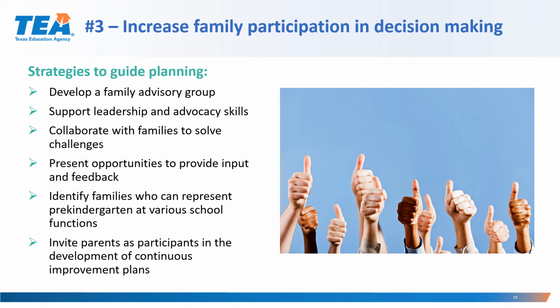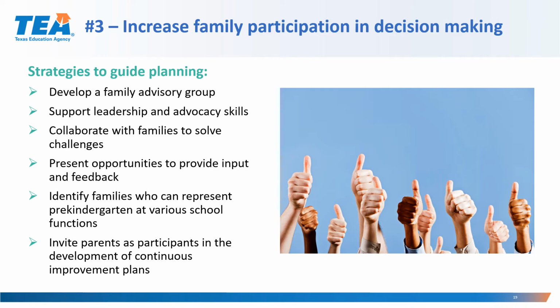The next component to include in the body of the high quality Pre-Kindergarten Family Engagement Plan is component number 3. Increase family participation in decision making. We know that families are empowered when they are active in school decision making. So this component is where we want to make sure that we are calling out all of those opportunities that the school district is including throughout the year to provide those opportunities to include parents in decision making.